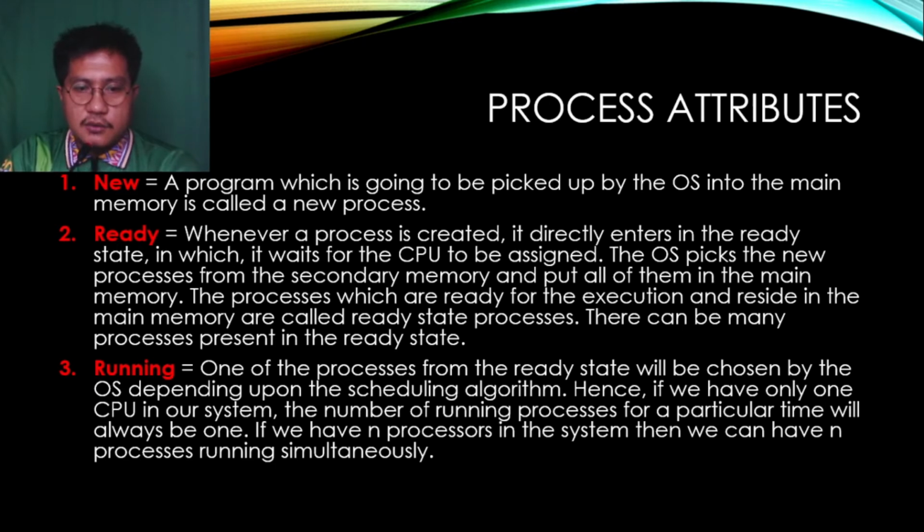Okay, so the running state: one of the processes from the ready state will be chosen by the operating system depending upon the scheduling algorithm. There are different scheduling algorithms, and hence there is an intervening variable regarding priority. If we have only one CPU in our system, the number of running processes at a particular time will always be 1. If we have n processors in the system, then we can have n processes running simultaneously.